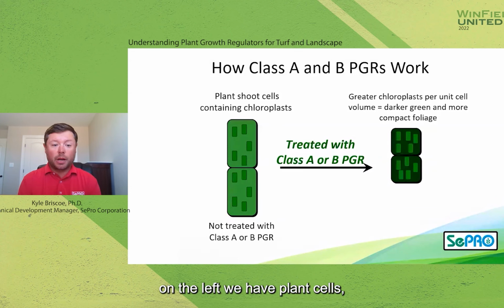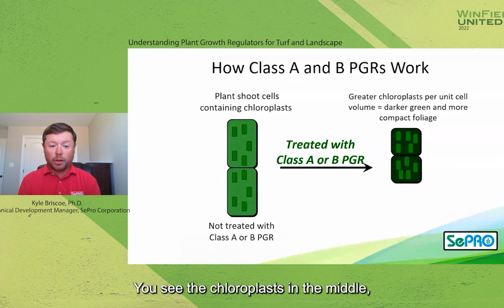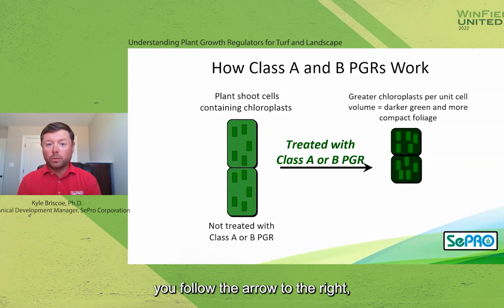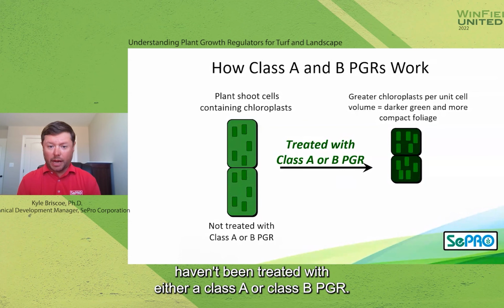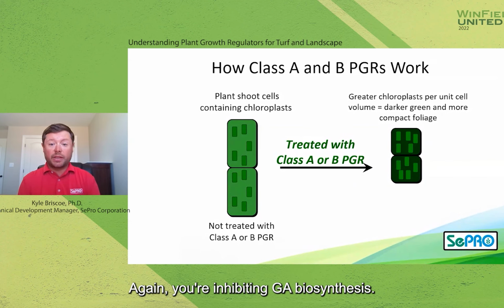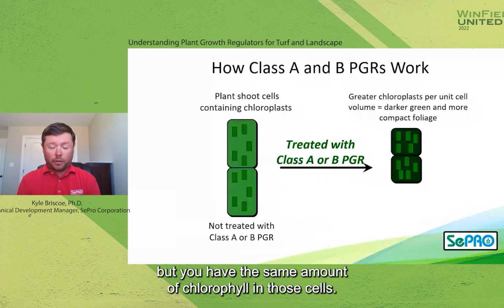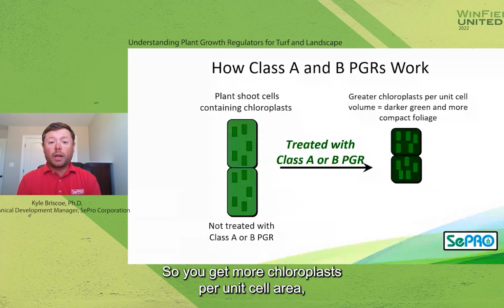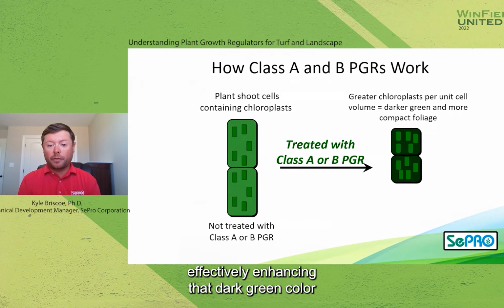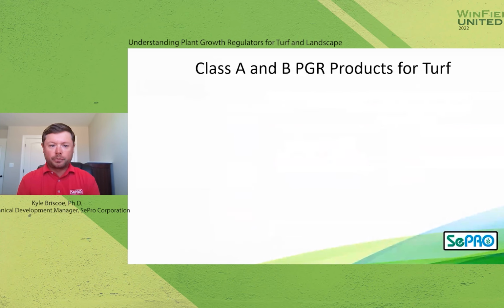So as a little cartoon depiction on how class A and class B PGRs work, on the left, we have plant cells, untreated plant cells. You see the chloroplast in the middle. You follow the arrow to the right, having been treated with either a class A or class B PGR. Again, you're inhibiting GA biosynthesis, so you're reducing cell elongation, you're compacting those cells, but you have the same amount of chlorophyll in those cells, so you get more chloroplast per unit cell area, effectively enhancing that dark green color that you see after a PGR application.